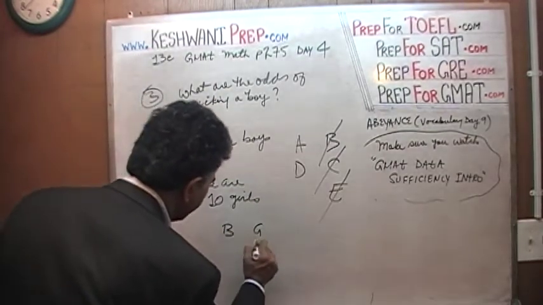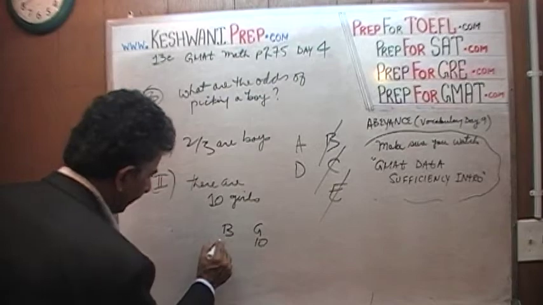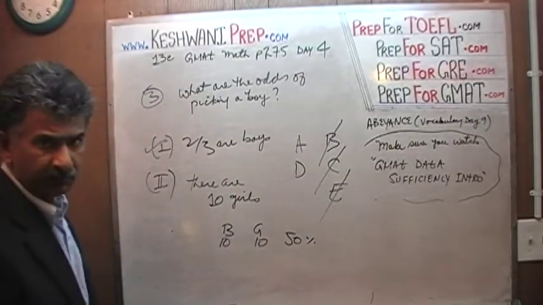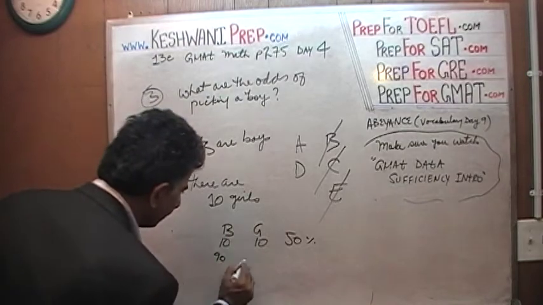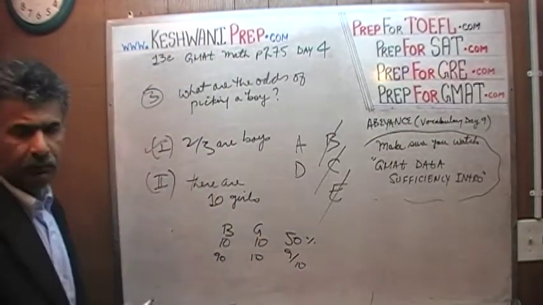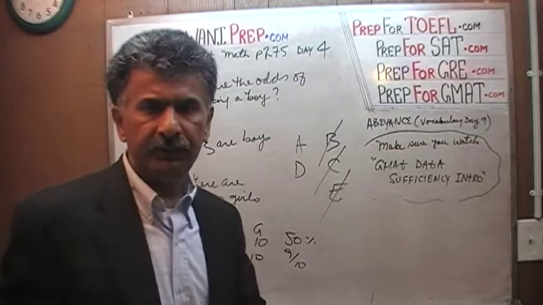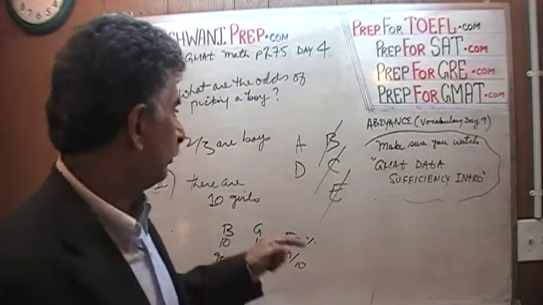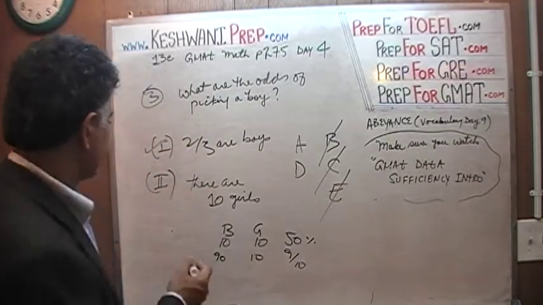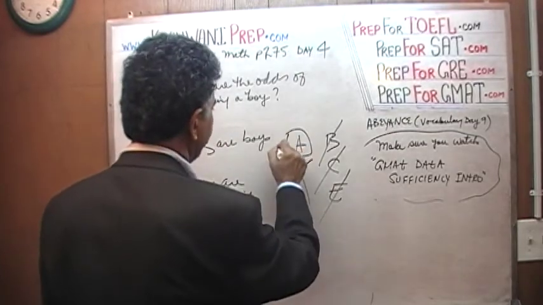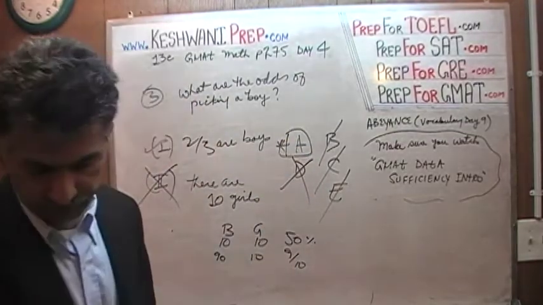Boys and girls, we know girls are 10. If there happens to be 10 boys, the odds are going to be 50-50. Odds of picking a boy, that is. If it turns out to be 90 boys and 10 girls, the odds are going to be 9 out of 10. We do not know how many boys there are. We need to know how many boys there are, how many girls there are, or we need to know the ratio, which is what they gave us in the first statement. The second statement does not do the job. That means the answer is not D, it is A. The answer is A.